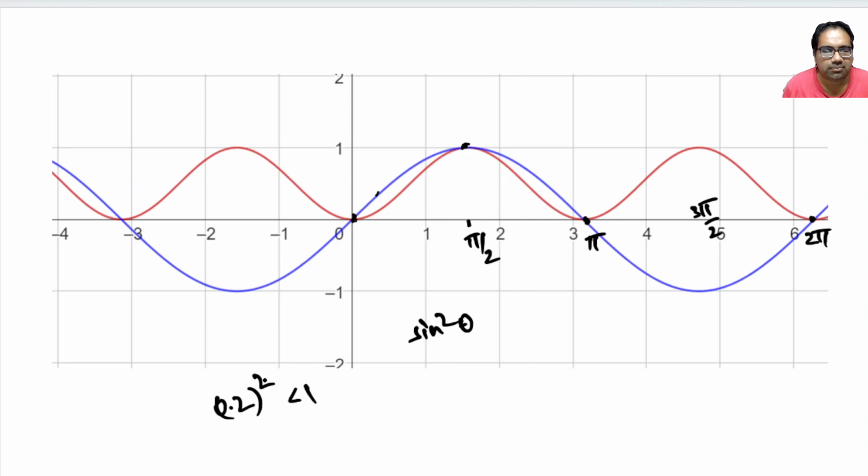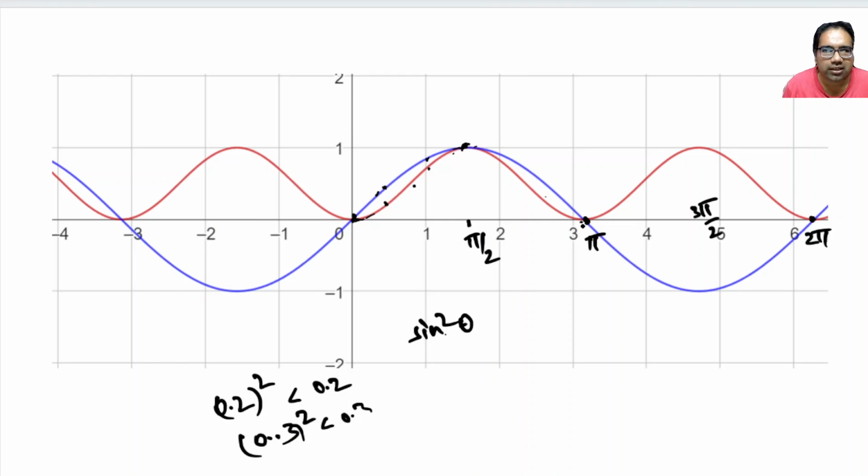0.2 square is lesser than 0.2. 0.3 square is also lesser than 0.3. Okay. Similarly, whatever is less than 1, the square of that number is lesser than that number. So that's why the graph will be something like this. The red one. Red one is sine square theta. Whatever value of sine theta, if you square that, obviously that value would be below the original value. Okay, and at 1, square is anyway equal to 1. So the graph would be something like this.